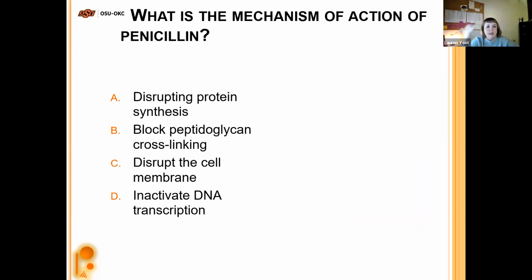So what is the mechanism of action of penicillin? Does it disrupt protein? No. Does it block peptidoglycan cross-linking? Does it disrupt the cell membrane? No. Does it inactivate DNA transcription? No. So it was this one. When you're going through your exam questions, I recommend you go through all of the choices, because some people don't realize there's an all of the above, and sometimes it's at the bottom or at C. So be sure you're choosing the one you mean to choose on your exams.